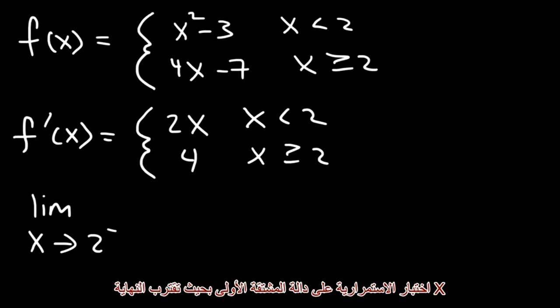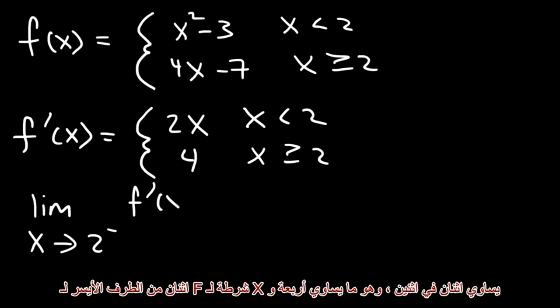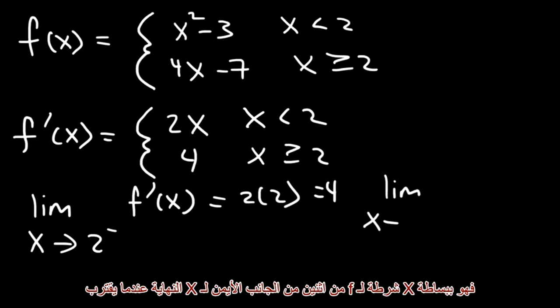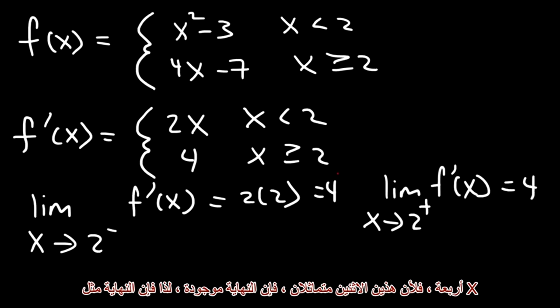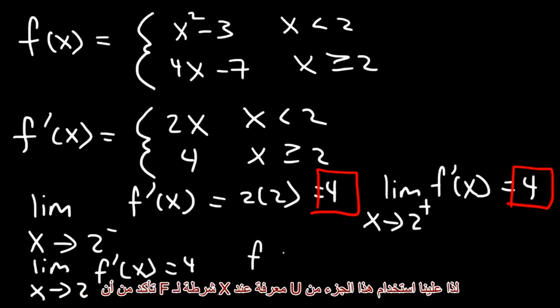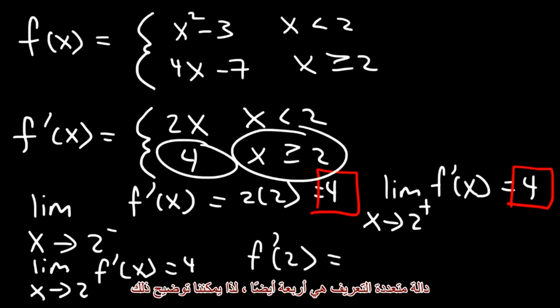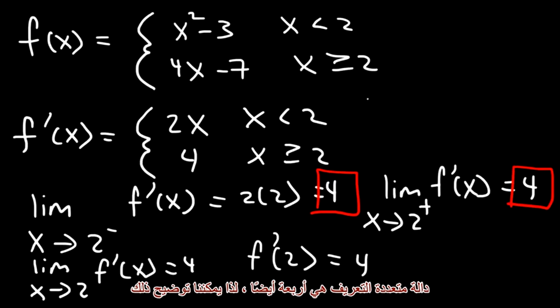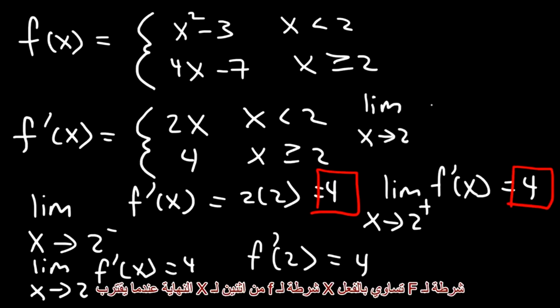So the limit as x approaches 2 from the left side of f prime of x, that's 2 times 2, which is 4. And the limit as x approaches 2 from the right side of f prime of x, it's simply 4. So because these two are the same, the limit exists. So the limit as x approaches 2 from either side of f prime of x is 4. Now we need to make sure that f prime of x is defined at 2. So we have to use this part of the piecewise function, that's 4 as well. And so we can make the statement that the limit as x approaches 2 for f prime of x is indeed equal to f prime of 2.